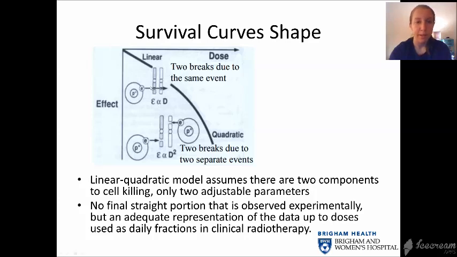So you can see here that in terms of chromosomes, you get a double strand break here, and then you have two single breaks due to two separate events here, and that's the quadratic part. And up here is the linear part, so two breaks due to the same event.